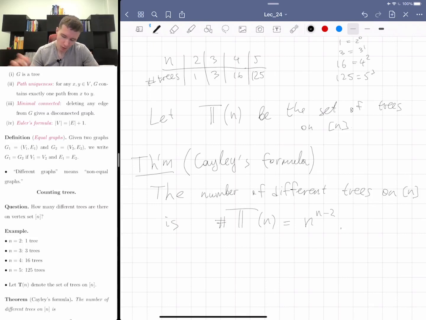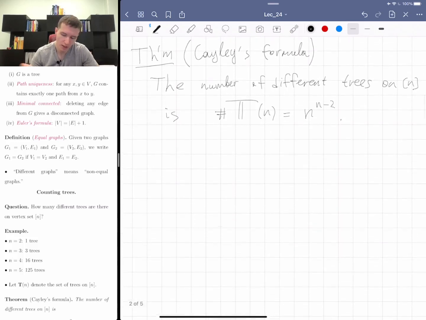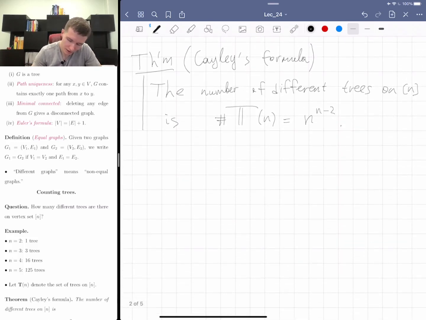By the way, let me give you a slight detour. This formula has many different proofs, and I'm going to give you at least 2, possibly 3. And if you want to know more, there is a book by Aigner and Ziegler called Proofs from the Book.